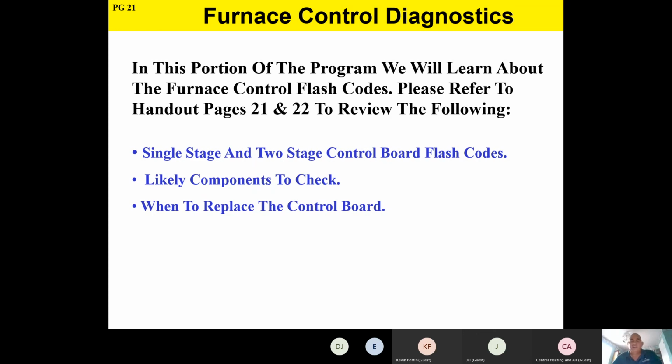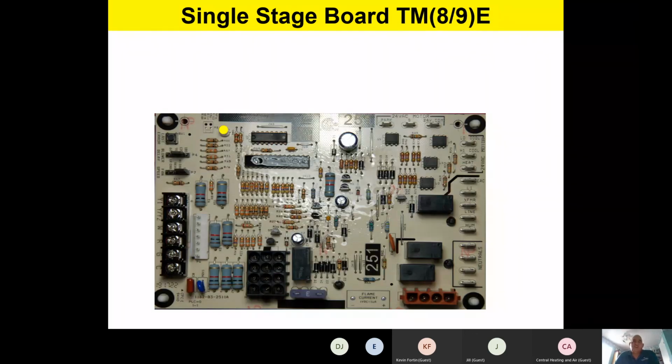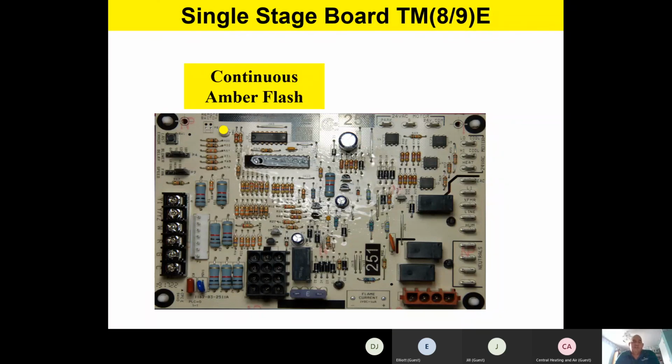So let's go ahead and do a few together just to make sure everybody knows where to look in their workbook or in their handouts as we take a look at some control boards. So the first one we're going to look at is a single stage control board. This is going to be found on a TM8 or a TM9E. And we see right now that it's an amber color, but let's go ahead and see what it has to say. It's a continuous amber flash.